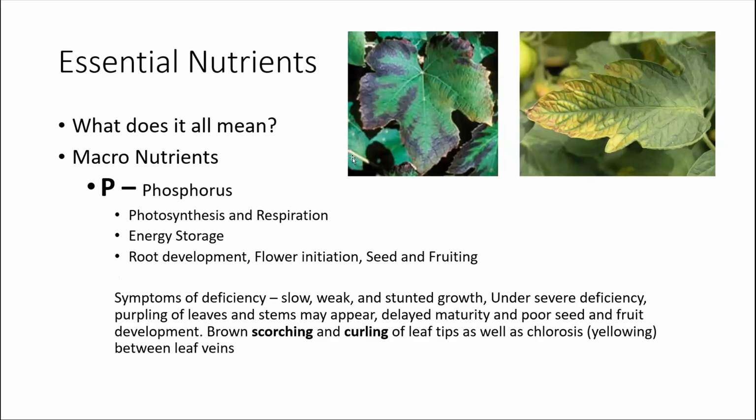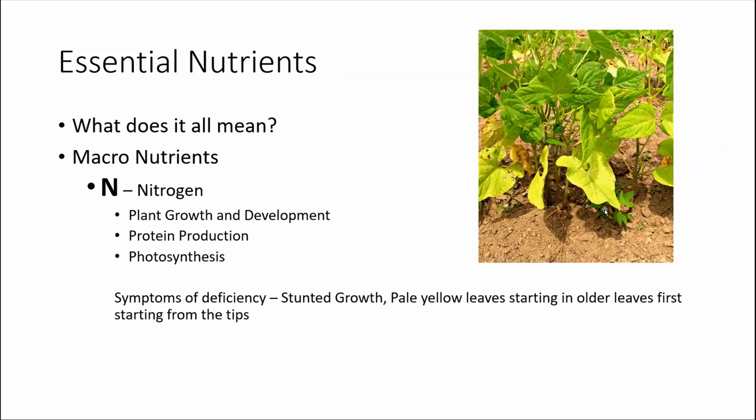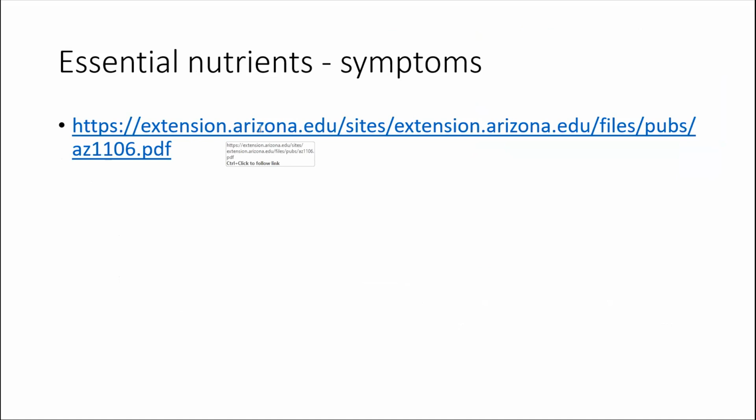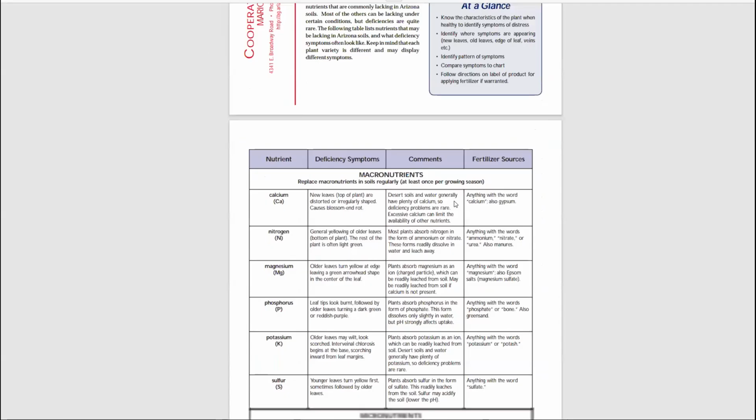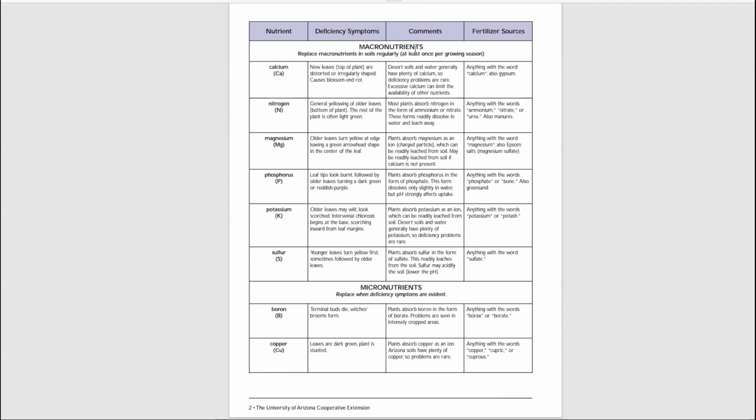Interveinal chlorosis with phosphorus deficiencies, and then relatively uniform chlorosis with nitrogen deficiencies. This right here is a link to ASU, and we're just gonna skip the verification there. This is just here for you. This does go through all of the macronutrients, the symptoms of deficiencies, and then if you're looking for fertilizers and the sources, you're looking for certain words.